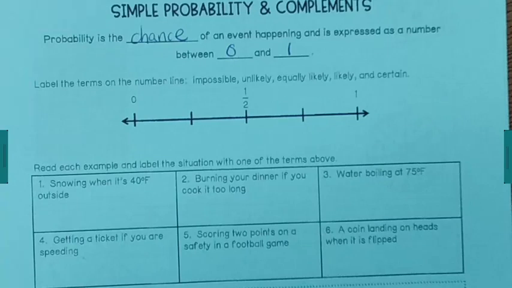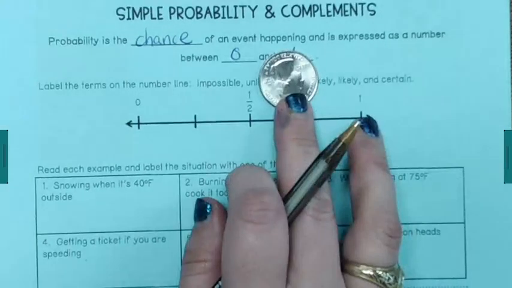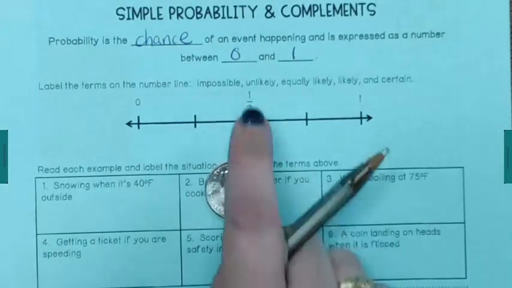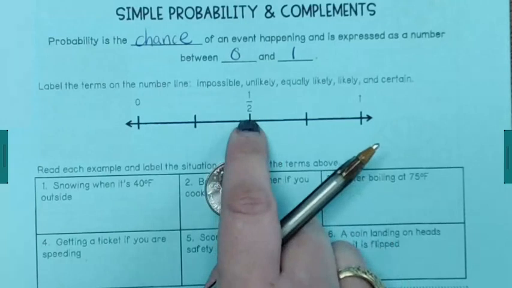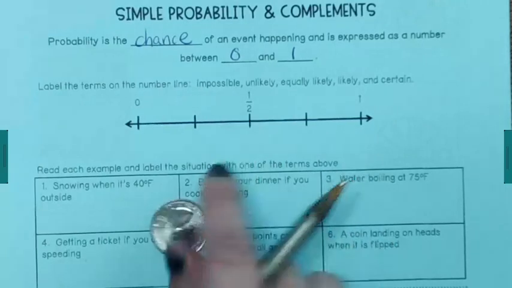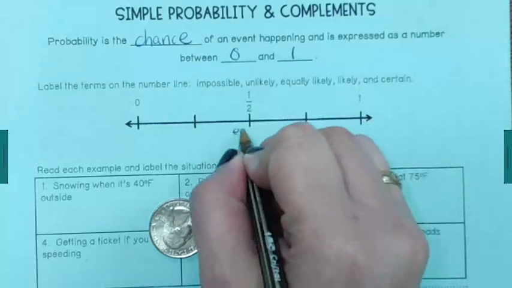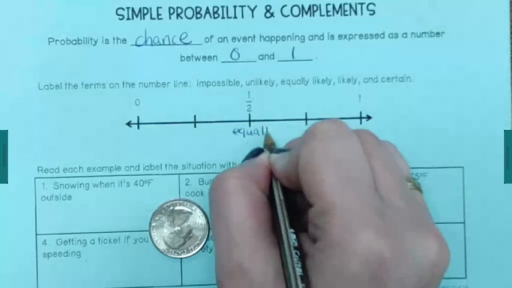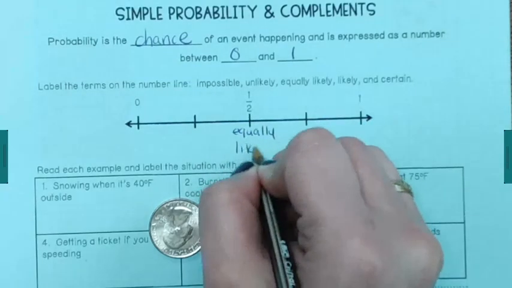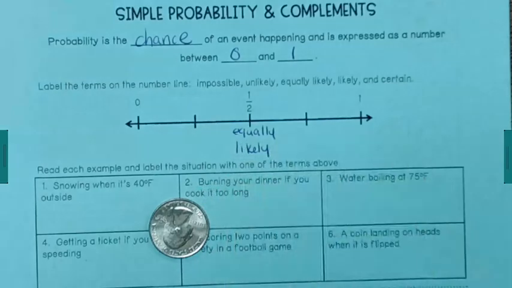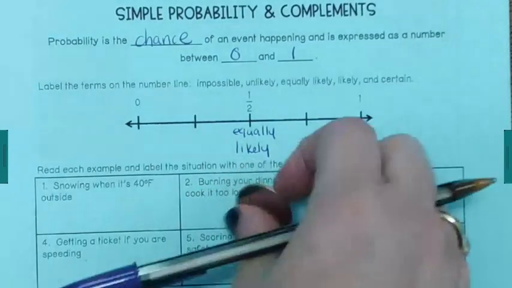All right, so one of the big ways that they will test you is making sure you know what word describes it. So let's just start in the middle. What are the chances I flip a coin and get heads? 1/2, right? So this is going to be equally likely. I am equally likely to pick heads as I am tails.